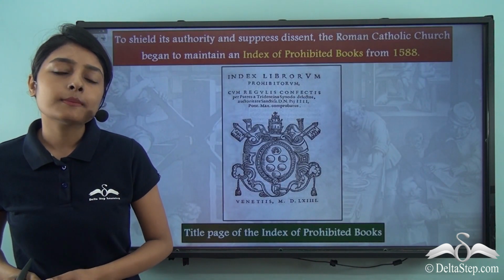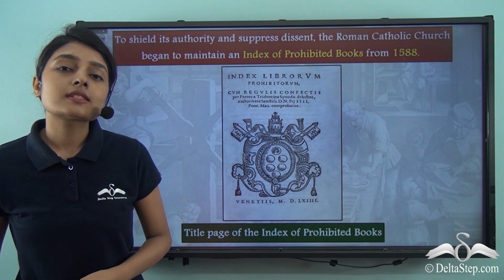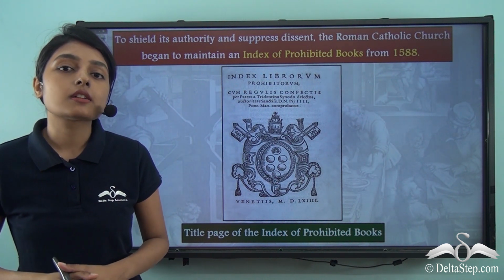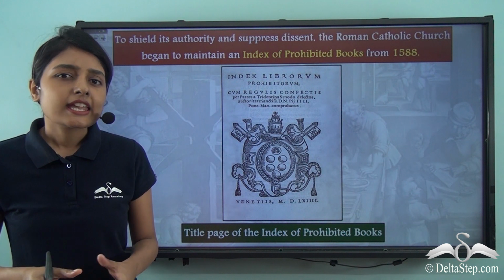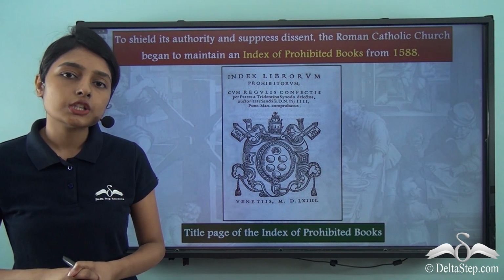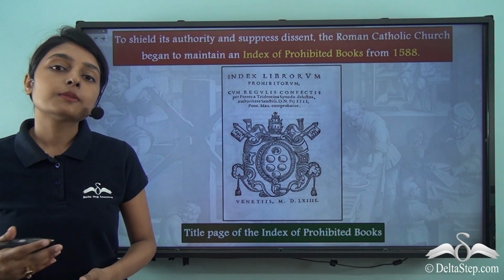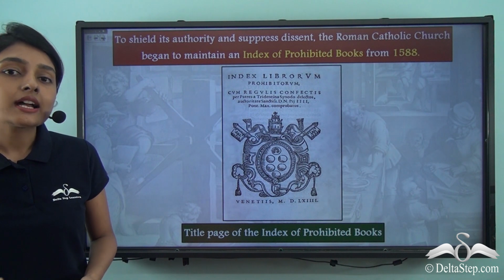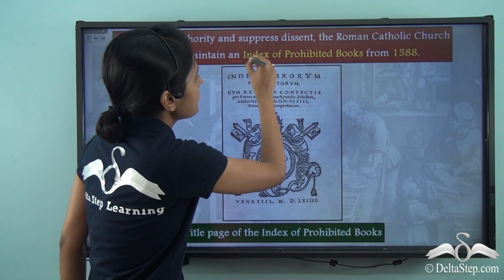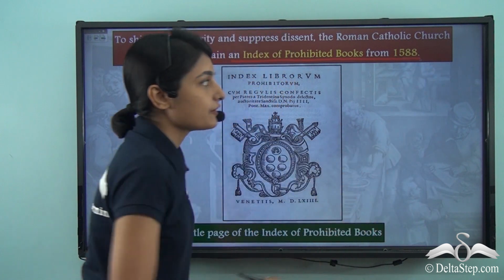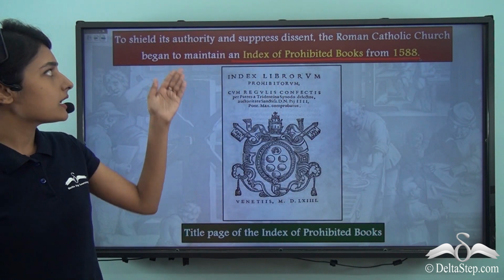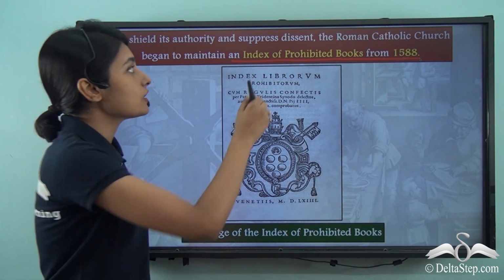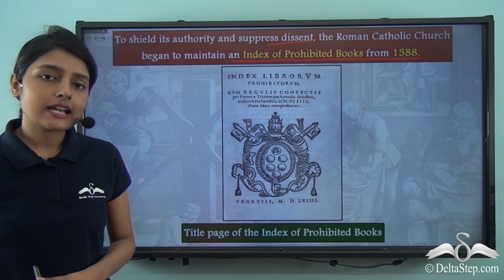Now at the same time, the Roman Catholic Church was also not willing to leave any stones unturned in stopping the spread of print technology. If it had been possible for the Roman Catholic Church, it would have completely stopped the printing of new books, but it was not able to do so. Instead, it now started maintaining an index of prohibited books from 1588, and all this was done in order to shield its authority and suppress and remove any kind of dissent and dissident ideas.